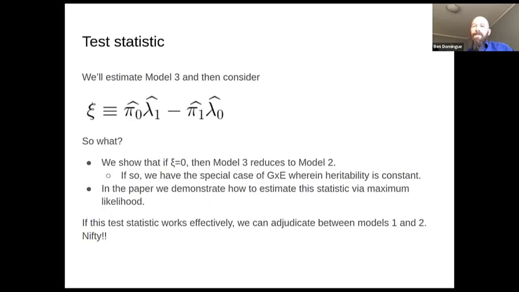In the paper, what we really get into is how to estimate this statistic via maximum likelihood. And if it works effectively, we can really adjudicate between models 1 and 2. We can ask whether the estimated G by E, in the sense of a coefficient on the interaction term, is due to the G by E we have traditionally cared about that's associated with changing heritability across environment, or this weird form of G by E that's just due to scale oddity and variation that's going on.